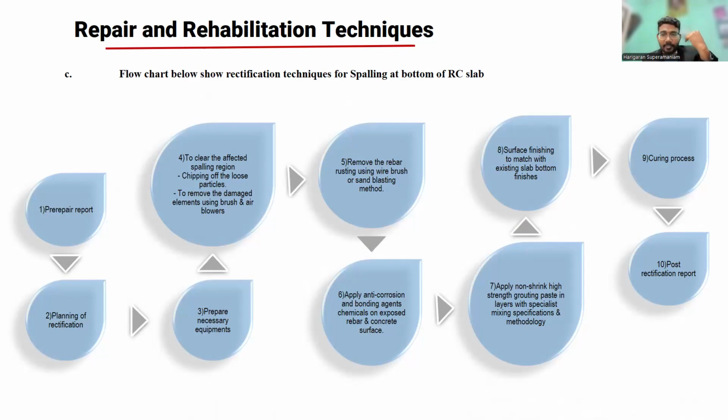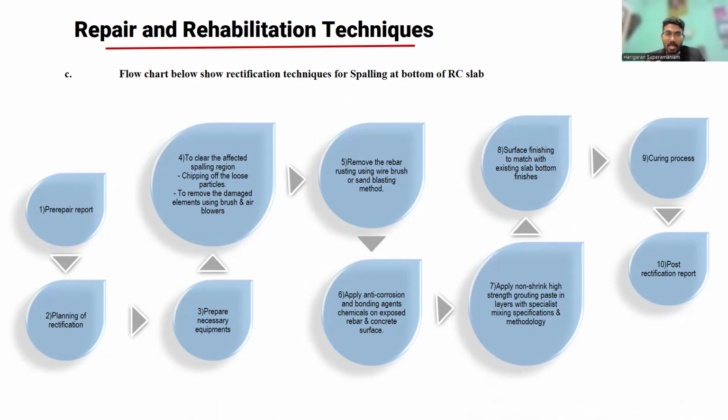Okay. After that, we have to apply and finish with non-shrink high strength concrete grouting, because the concrete slab is a structural element, so we have to use grouting which has compressive strength higher than the concrete, so it will enhance and reinstate the original condition of the slab to sustain the loading as per design. Then the surface finishing, the curing process and the post rectification report to monitor how the technique works. Is that efficient, or do we have to approach another way?